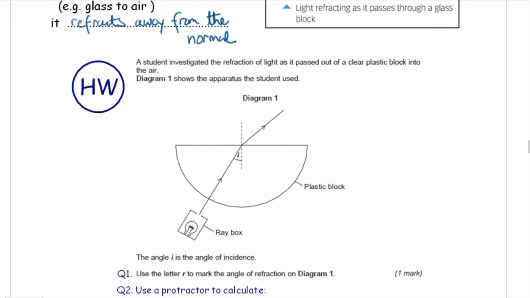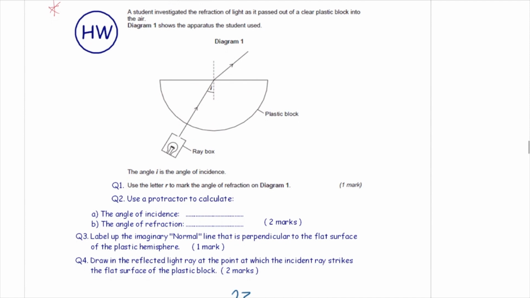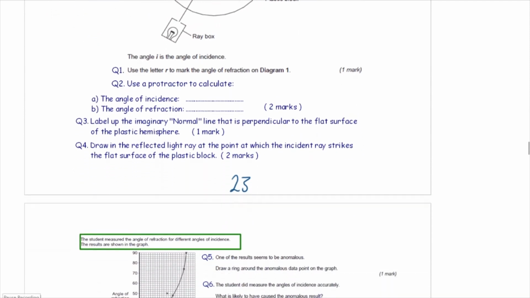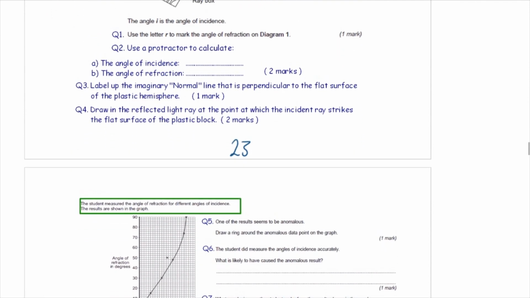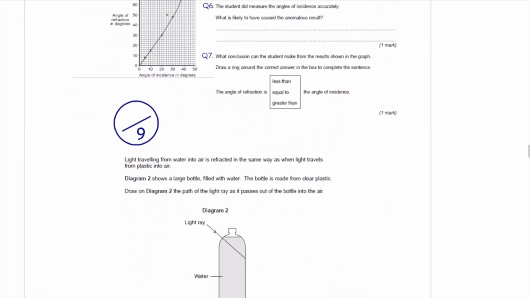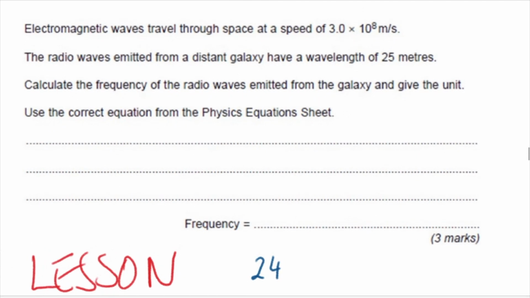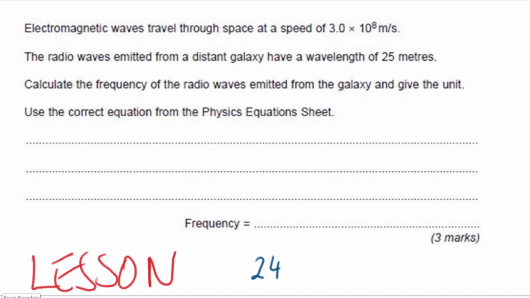Right, homework. So to just finish off this lesson, let's quickly look at those homework questions. Questions 1, 2, 3, 4, 5, 6 and 7. You'll notice on the very last question here, it's asking you to calculate the frequency and to use the equation sheet, which you'll find in the inside front cover of your booklets.